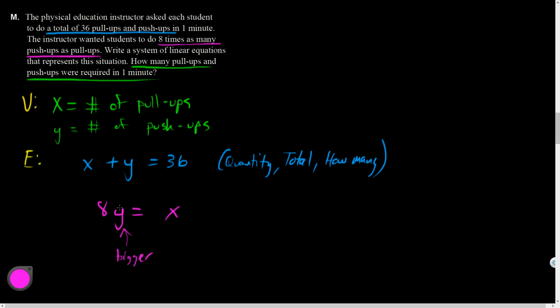If Y is bigger and I multiply it by 8 in order to get it to equal X, that means Y would have been smaller. But if I multiply X times 8 to barely get it equal to Y, that means X would have been the smaller one. All right. So sometimes the language here, 8 times as many push-ups, makes me think that I'd be multiplying Y by 8 when in fact it's the other way around. It's a little bit tricky to do sometimes.